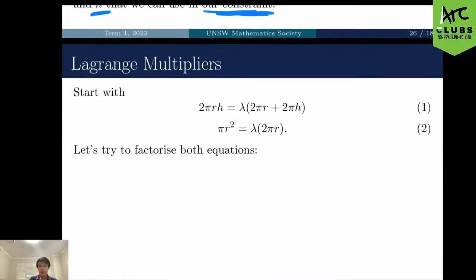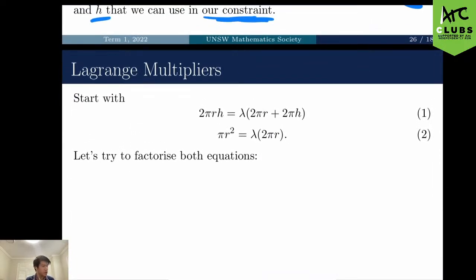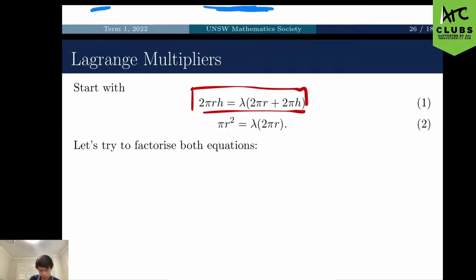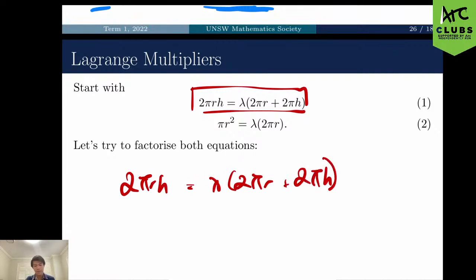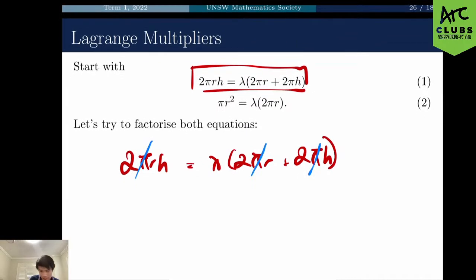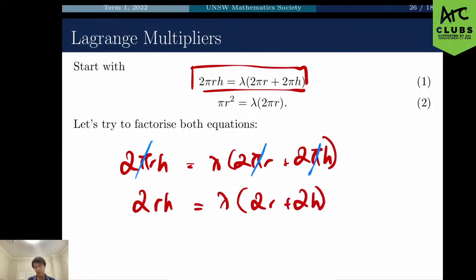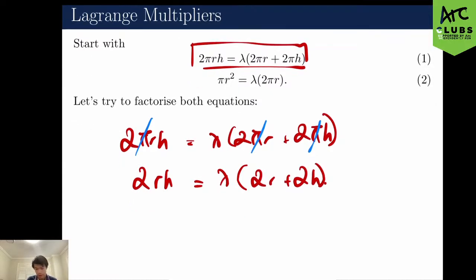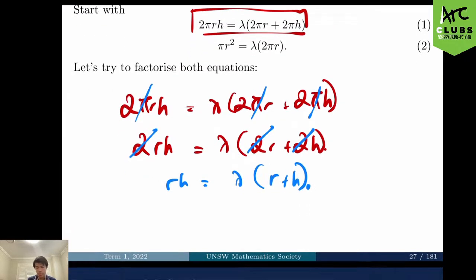We'll start with this, and you might recall from before we did a lot of factorization, because it's really cool to factorize things and it makes things easier. So let's factorize both of these equations. Very first thing, we don't like random pi's lying around, so let's cut that out. So 2rh equals lambda times 2r plus 2h. I'd also prefer not to have random 2's lying around, so let's get rid of that. So rh equals lambda times r plus h. That's pretty decent.